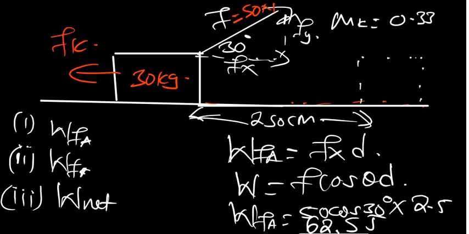Does that make sense? So the work done by the applied force, we can put it here. We are saying that is 62.5 joules. Now our next thing, we have to find the work done by the friction force.